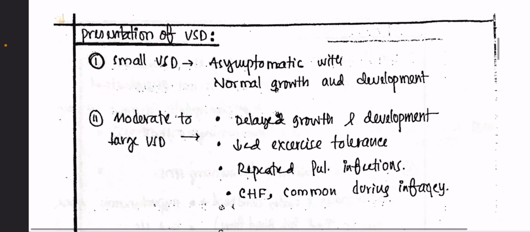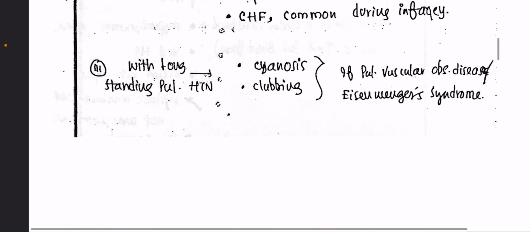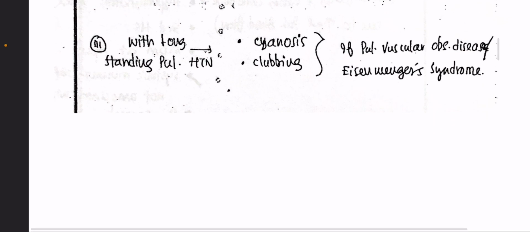Now, presentation of VSD. Small VSD is asymptomatic with normal growth and development. Moderate to large VSD: delayed growth and development, decreased exercise tolerance, repeated pulmonary infections, congestive heart failure common during infancy. With long-standing pulmonary hypertension, cyanosis and clubbing if pulmonary vascular obstructive disease or Eisenmenger syndrome.